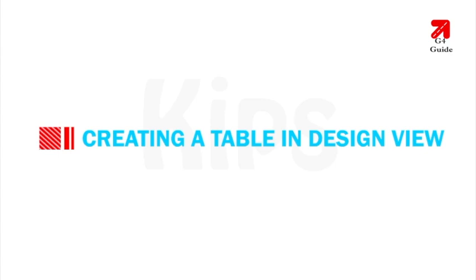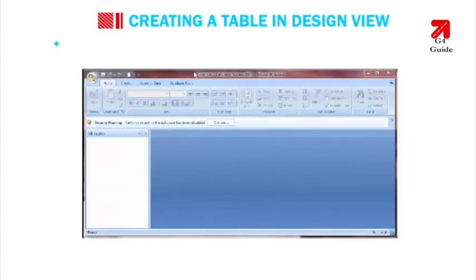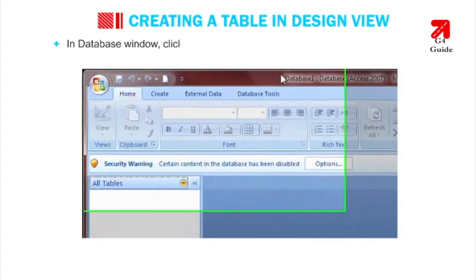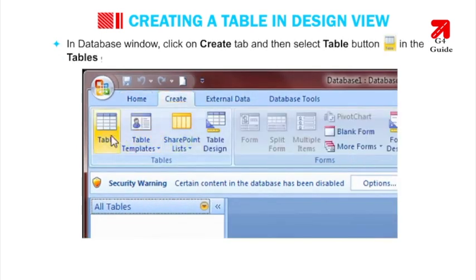Now let us learn how to create a table in Design View. The Design View is used to create or modify an Access table. Follow the given steps to create a table. In the Database window, click on the Create tab and then select the Table button in the Tables group.